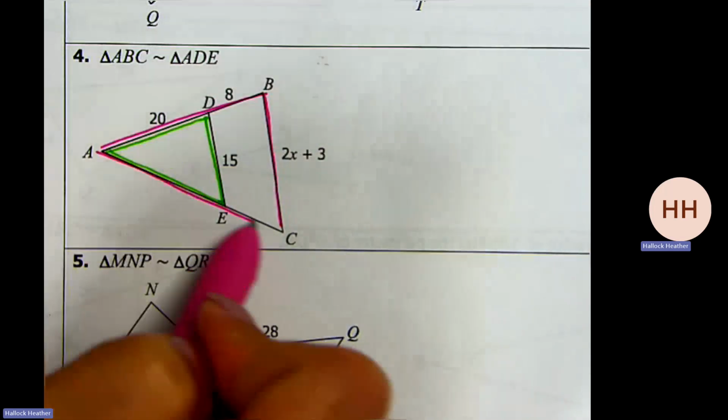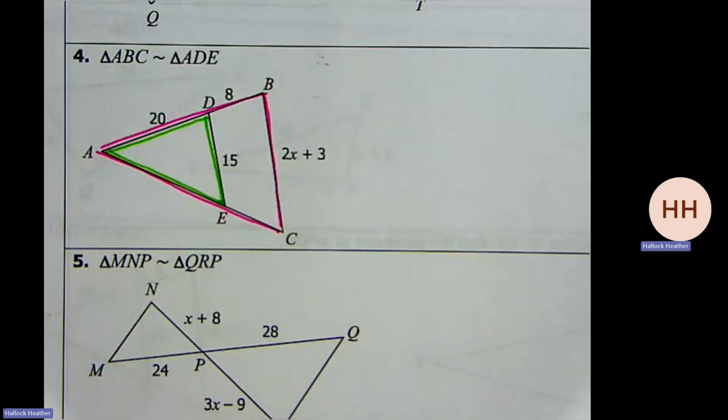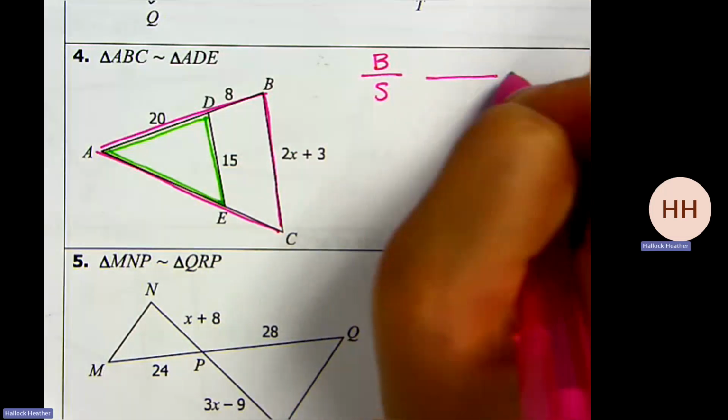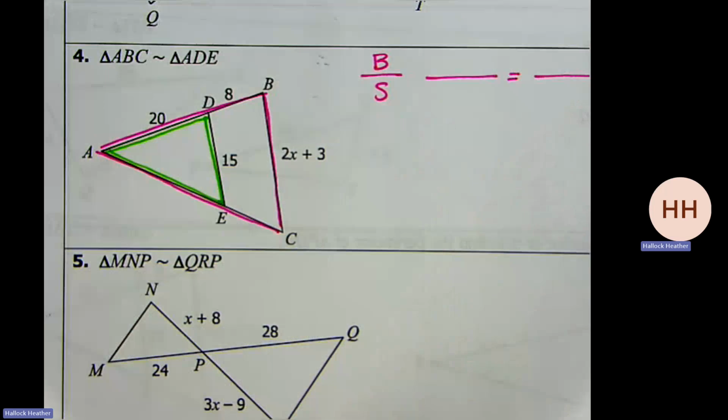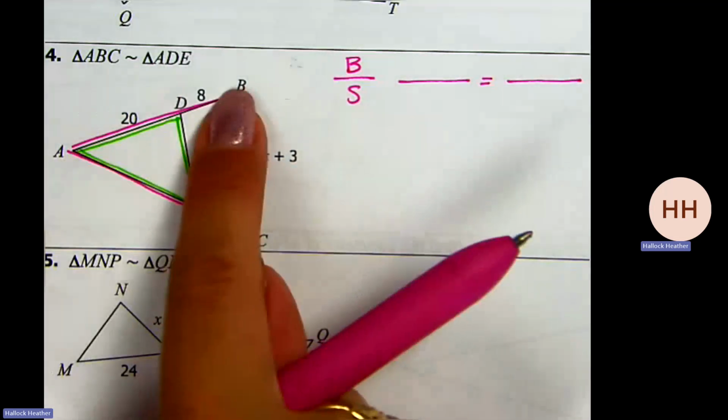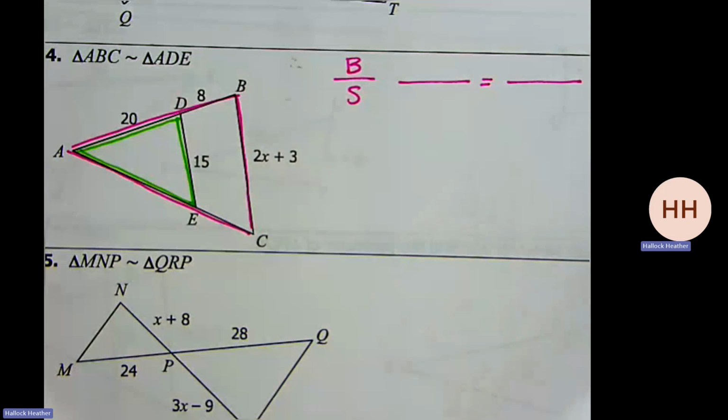So I'm going to set up the same type of fraction. I'm going to do big divided by small equals big divided by small. So I'm just going to put a b over s. So I have my little fraction, I have my equal sign, got a little fraction. So on the big triangle, it doesn't matter what I'm starting with as long as it's a dimension on the big triangle. So I'm either talking about this or I'm talking about this. So what portion do you want to use?